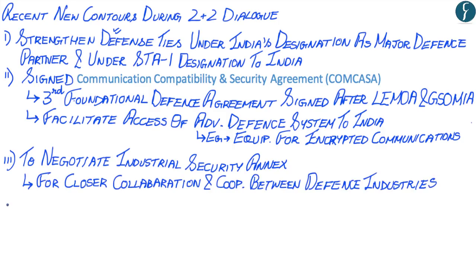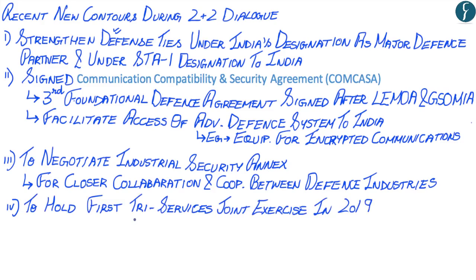And the fourth and last new aspect that was agreed upon during the 2+2 dialogue would be that India and the United States would hold the first ever Tri-Services Joint Exercise in 2019. The Tri-Services Joint Exercise means that the Army, the Air Force, and the Navy of both the countries would be participating together in this exercise.